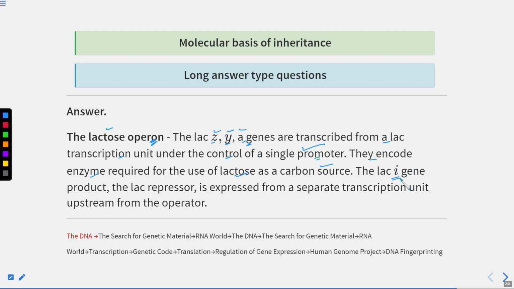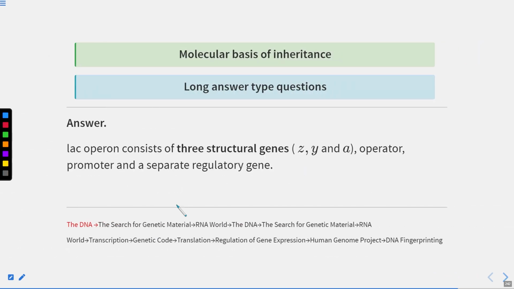Now, apart from the structural genes, it also consists of a regulatory gene which is denoted by I. The lacI gene, known as a regulatory gene, produces a repressor. The lacI gene product is known as the lac repressor. This is expressed from a separate transcription unit upstream from the promoter. So this lacI gene or the regulatory gene is present upstream from the operator, meaning on the left side, you can say.